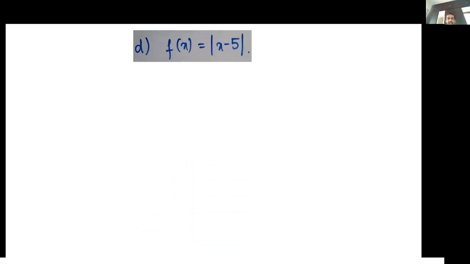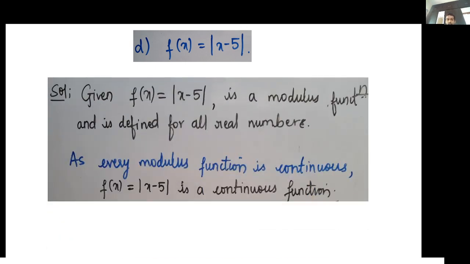So this is a very interesting example. f of x is equal to modulus of x minus 5. In the previous videos I had given the proof that the modulus function is continuous. So here you can directly use those results and give the proof of the continuity of this function.